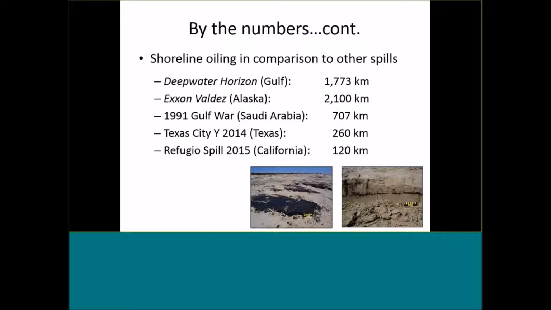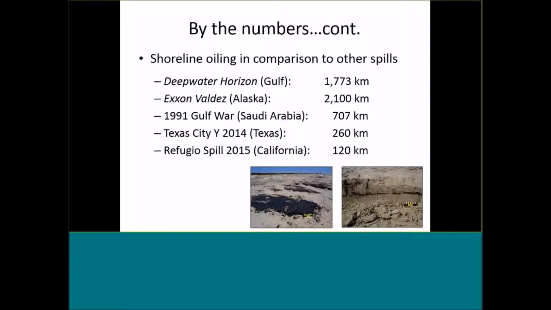Some recent spills you may have heard in the news, if you remember, Texas City Y in Texas, near Galveston and spread on down the coast to the south. Pretty big spill, got a lot of news coverage. A lot of us that were emergency responders got mobilized to that one as well, and I worked that one as a SCAT coordinator also. 260 kilometers, still a respectable amount of oiling, but several multiples less than Deepwater. And then most recently, you've seen on the news the Refugio spill near Santa Barbara, California, that so far has recorded 120 kilometers of maximum oiling.